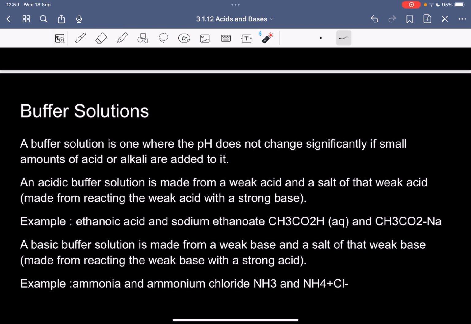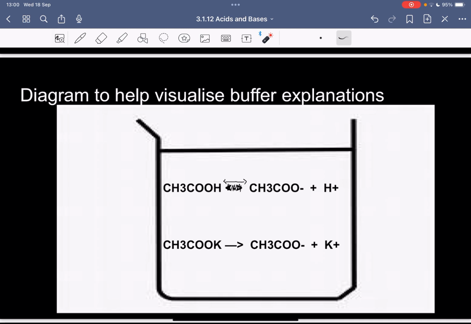A basic buffer solution is made from a weak base and a salt of that weak base, made from reacting the weak base with a strong acid. For example, ammonia and ammonium chloride. Alright, here I've got a beaker, and these are the reactions happening inside an acidic buffer. So I'm going to call this reaction reaction 1, and this reaction 2.